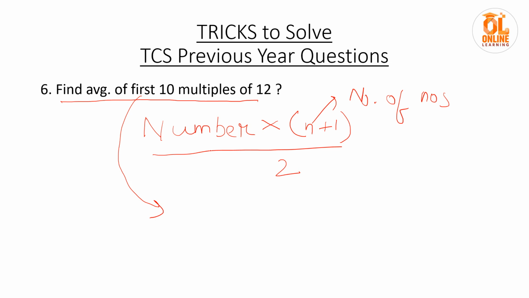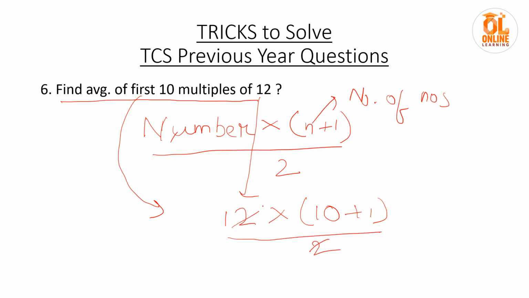Make sure to write these formulas in your copy so you can revise them before the exam. So what is the number here given? The number is 12. What are the number of numbers? The number of numbers are 10. So n here will be 10. 12 into 10 plus 1 by 2. So 6 into 11. Your answer will be 66.